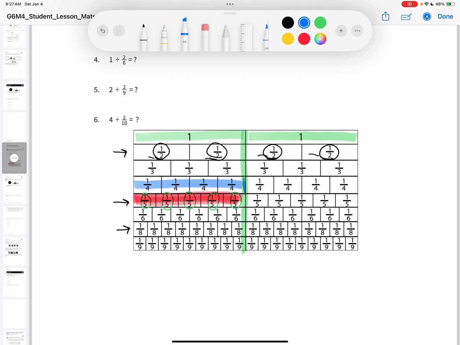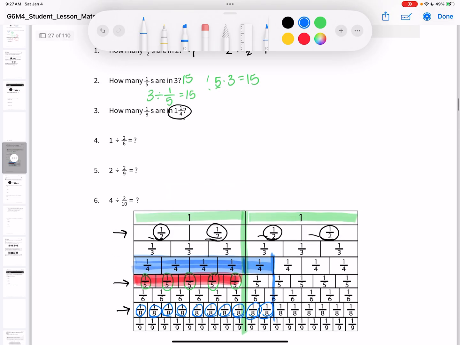And to this point, that gets us 1, but we want 1 and 1/4. So we need to add another 1/4 onto this. So we're looking all the way up here. Well, let's pull this down and see where it lines up with our 8s. So how many 1/8s do we have in 1 and 1/4? Well, we have 1, 2, 3, 4, 5, 6, 7, 8, 9, 10. So we have 10 1/8s in 1 and 1/4.